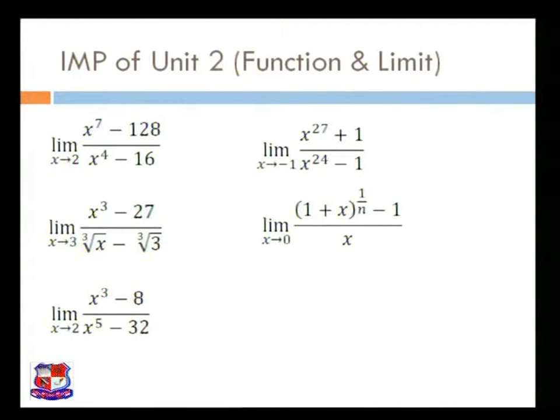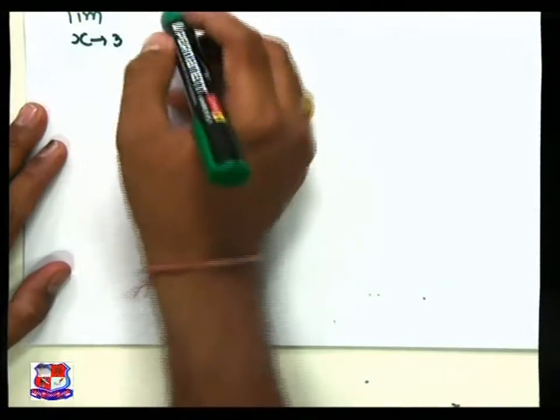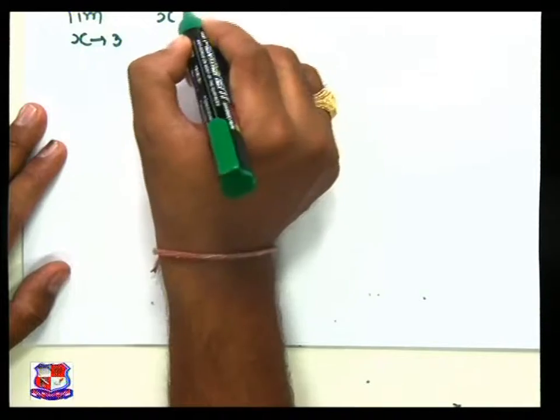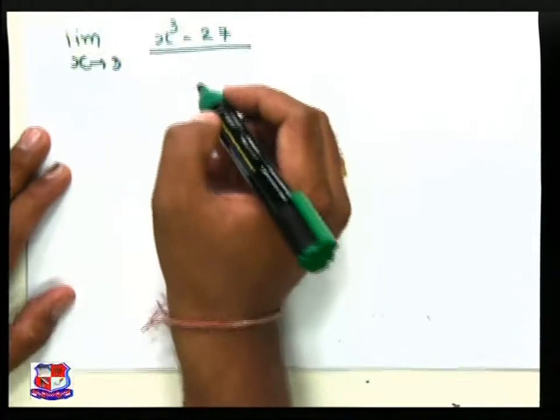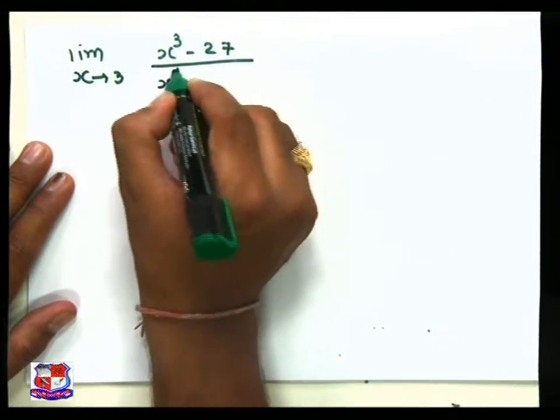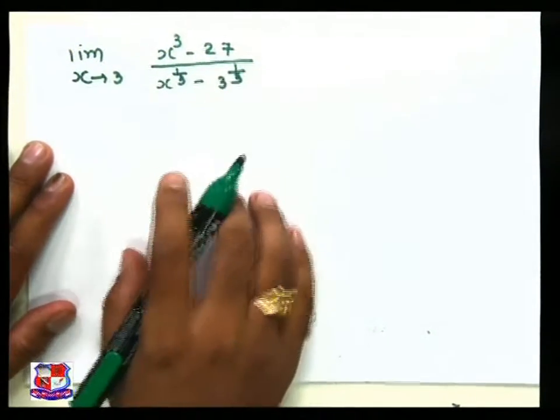Our next question: limit x tends to 3, x cube minus 27 divided by cube root of x minus cube root of 3. So we want to simplify it and write it first: limit x tends to 3, x raised to 3 minus 27 divided by x raised to 1 by 3 minus 3 raised to 1 by 3.